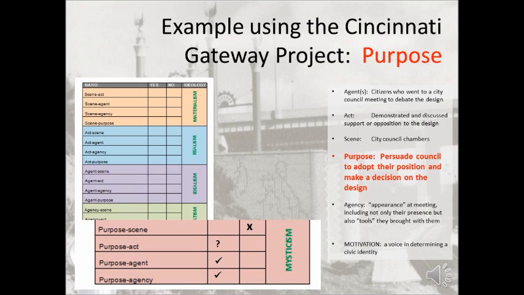It took place in council chambers at the choice of both council and the citizens. Purpose, though, had some influence on the act because going to a council meeting is a traditional means for allowing citizens to have their say on city issues.